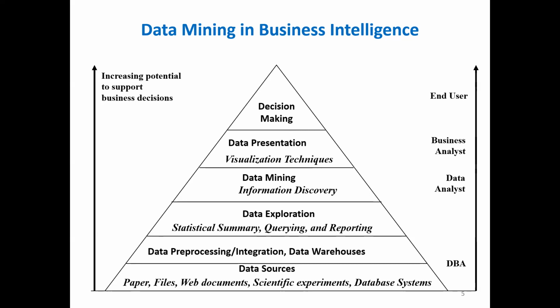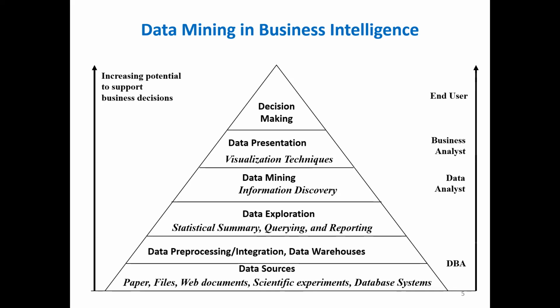So for example, your data set in the form of files, in the form of paper, they make it digital. And if you are doing some scientific experiments, then they are recording your readings, and either they are using some database system. Now, the DBA is also responsible for data pre-processing and integration.